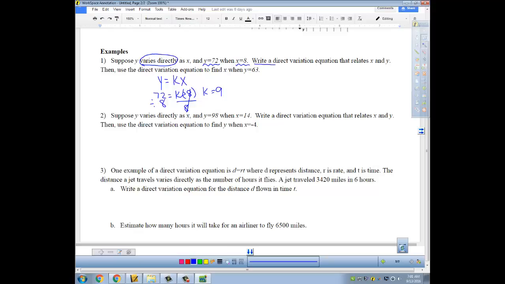Now it says to write a direct variation equation. So the equation is just going to be this, but since I know k is 9, I'm going to put 9 in for k. So this is the direct variation equation. The next thing it asks is to use that equation that we just made and figure out what would x be when y is 63. So if I plug in 63, I've got 9, and I don't know x, divide both sides by 9, I get x equals 7.